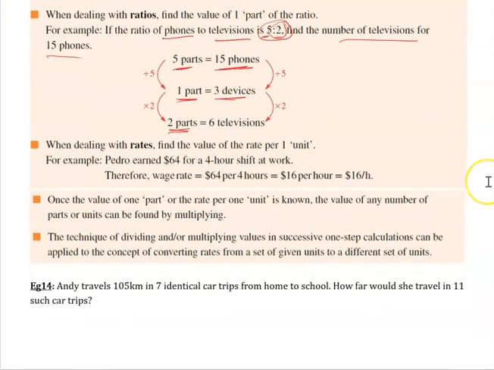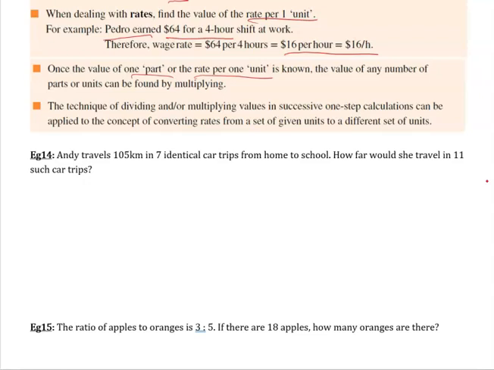Cool. It works when we are dealing with rates. We want to get that unit to 1. If Pedro earned $64 for a 4-hour shift, he earned $16 each hour, which is $64 divided by 4. We figure that out, and then we can multiply up. We can divide or multiply values in successive, which is one after the other, one-step calculations. And this can be applied to the concept of converting rates from a set of given units to a different set of given units. Let's do some practice.